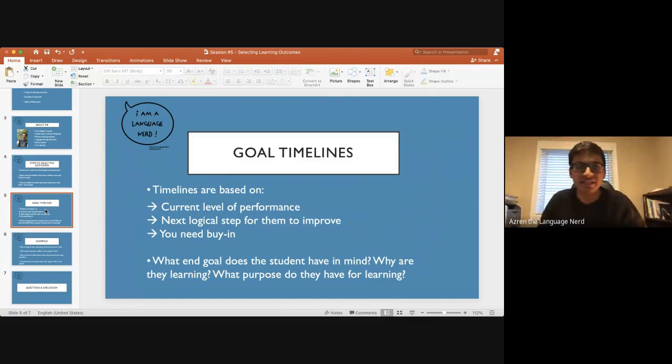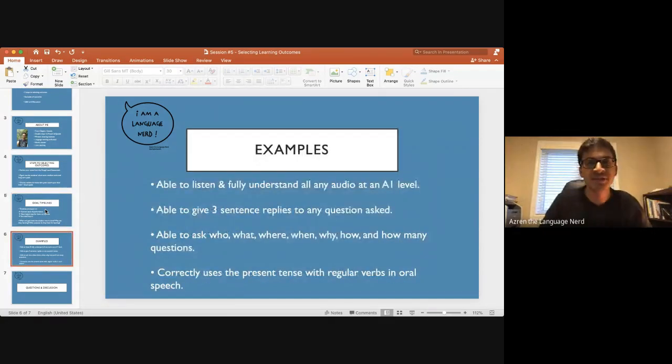But still, even kids are going to need certain very measurable goals that everybody knows. The kid knows, we all know what we're trying to work towards. Now, here's some examples of what goals you might have. For example, able to listen and fully understand any audio at an A1 level. That might be a goal that you select. Able to give 3-sentence replies to any question asked. This is actually something I recently had with a student. I literally pulled this directly from one of my students' note files.